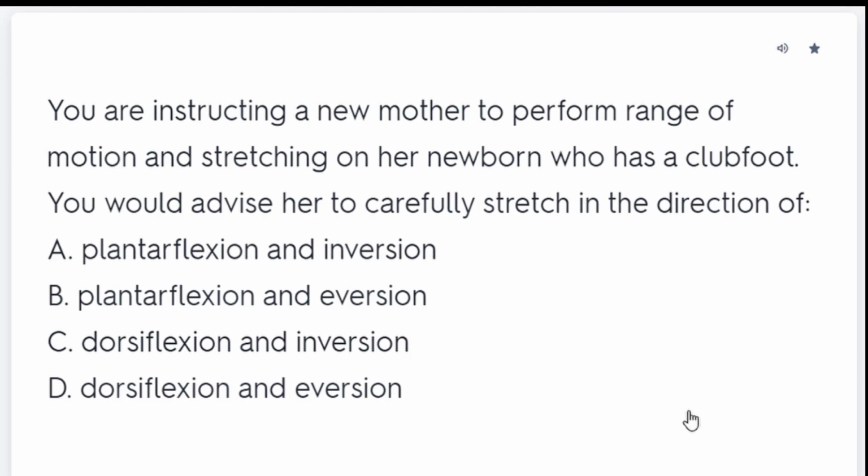You are instructing a new mother to perform range of motion and stretching on her newborn who has a clubfoot. You would advise her to carefully stretch in the direction of A. plantar flexion and inversion, B. plantar flexion and eversion, C. dorsiflexion and inversion, D. dorsiflexion and eversion.